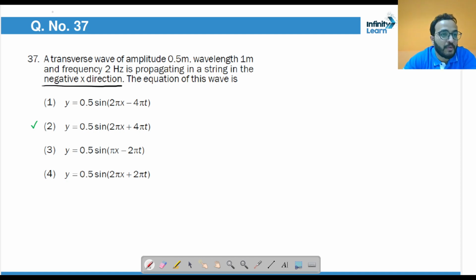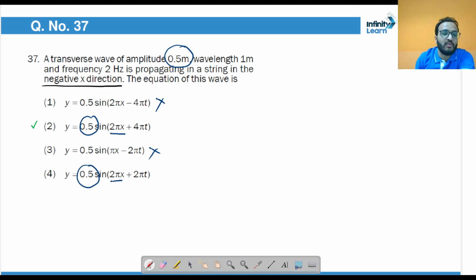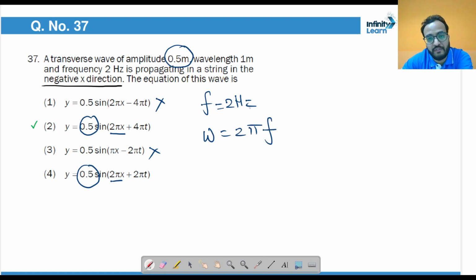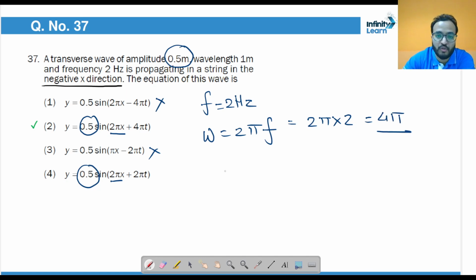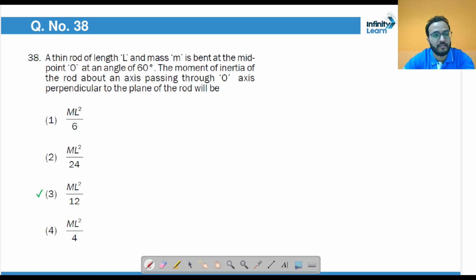37. The wave is propagating in the negative x direction. That means this is wrong, this is wrong. Either the second option or the fourth option. Amplitude is 0.5 meter. Yes, amplitude is 0.5. Now, wavelength is 1 meter. So this is also the same. So we need to compare only with the help of frequency. What is frequency? Frequency is 2 hertz. And what is omega? 2 pi F. Right? So it is 2 pi into 2, that is 4 pi. So omega is 4 pi, that means the second option is correct.